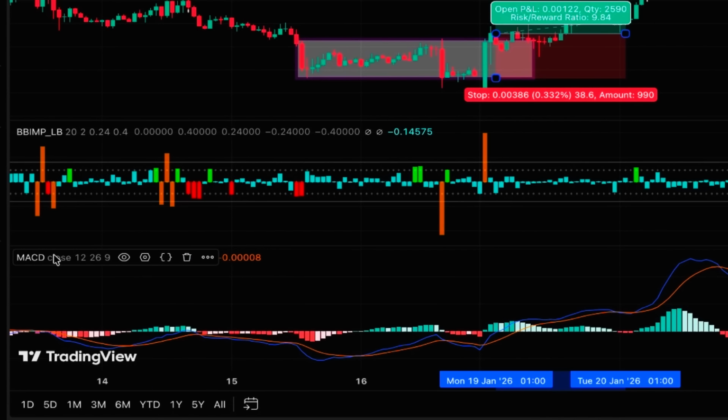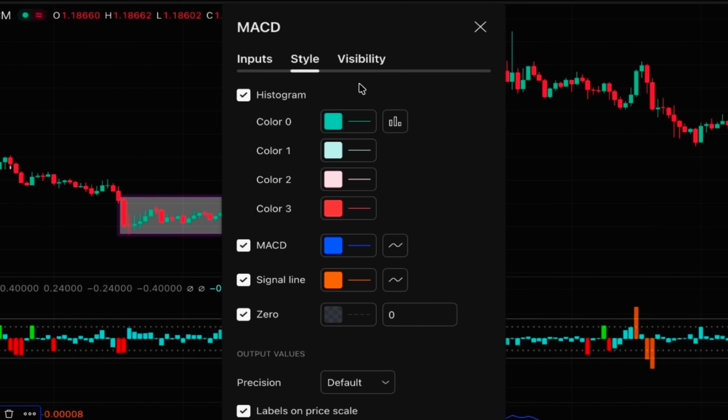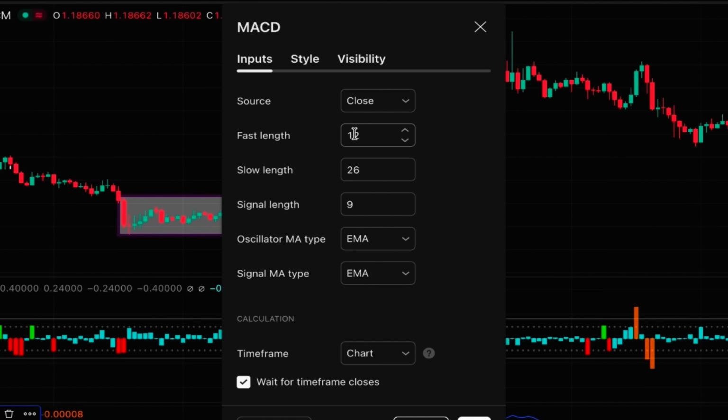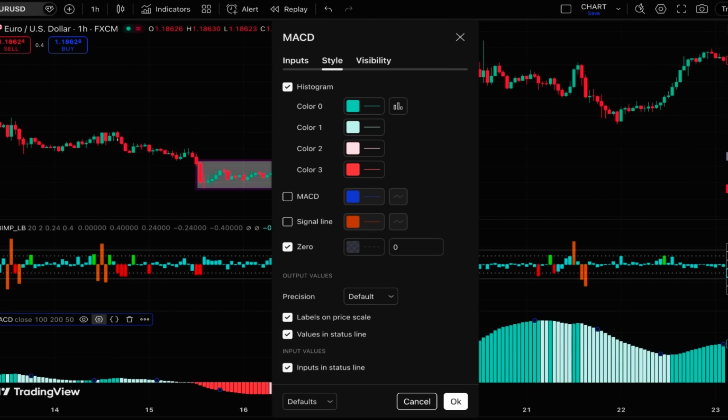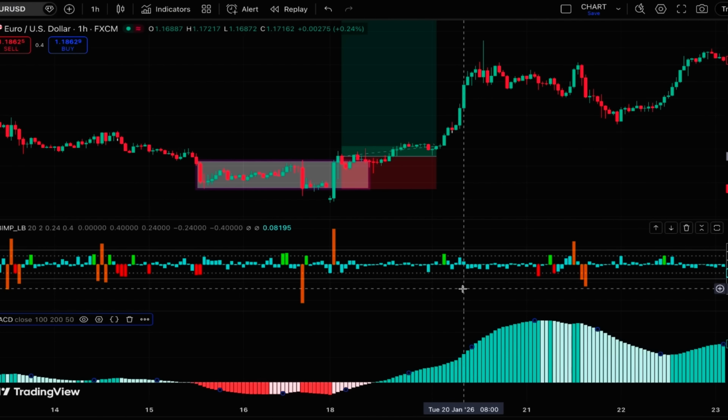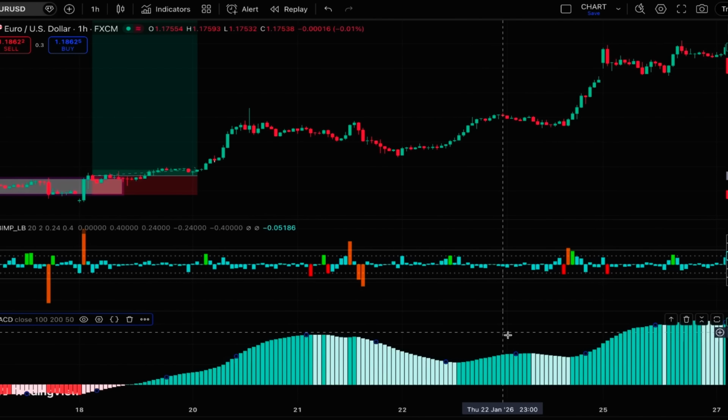So here we go to the settings of MACD, and first here in the inputs tab, for the fast length we set it at 100, for the slow length we set it at 200, and for signal length we set it at 50, and then we go to the style tab and we remove MACD line and signal line because we only need the histogram for identifying trends of the market, so we can further validate the signals to be sure that they are happening in the same direction with the current trend of the market.